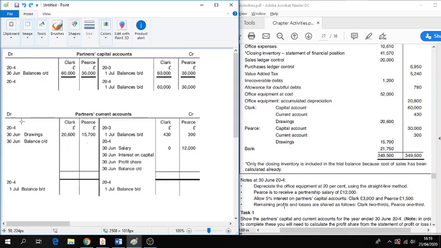Anything coming on the credit side is a positive. It is a benefit to that partner, and anything on the debit side is a drawback or a cost to that partner. Okay, and we can see from the populated information here, a salary is a positive. Who wouldn't want money? Interest on capital is a reward for keeping your money in the business. Profit is great. Drawings reduces the level of investment.